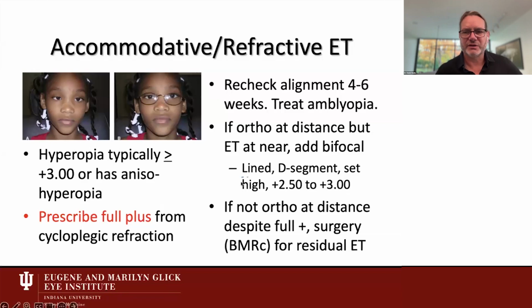So I'll give them the full plus, and then I'll recheck their alignment in a few weeks. I usually see them back a month or two later. And at that point in time, I'll decide if they need amblyopia treatment. Now, if they come back and they're ortho at distance, but they're ET at near, that's still not necessarily a surgery patient. The next step there is you put them in the bifocal, try to relax their alignment at near, and see if you can nurse them along. If they're not ortho, if these patients have manifest ET at distance and near, then you're operating for that leftover amount of deviation. Okay, so we're measuring for their alignment in the glasses.